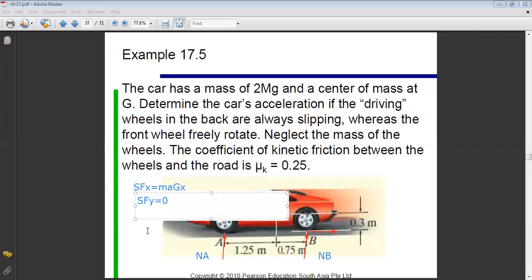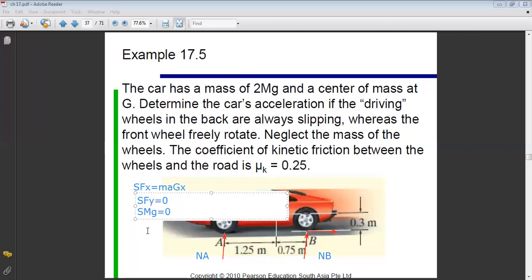The sum of moments. Which point do you want to take here? For the sum of moments about G, the best choice. If we take G, what is the sum of moments about G? Zero, because it's translation. So the sum of moments about G is zero.